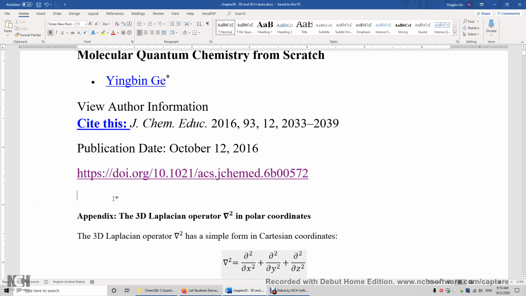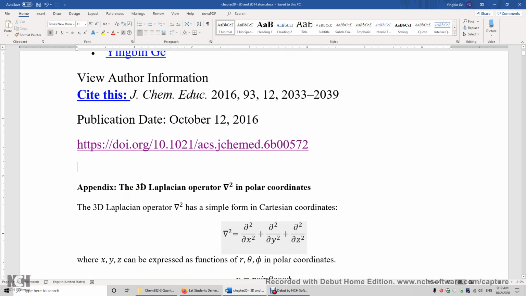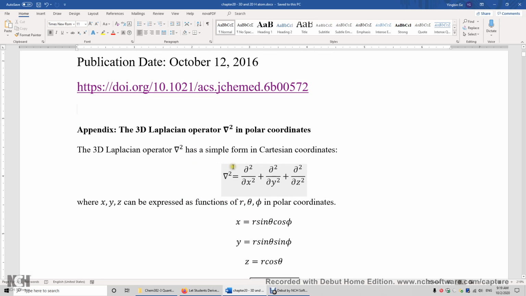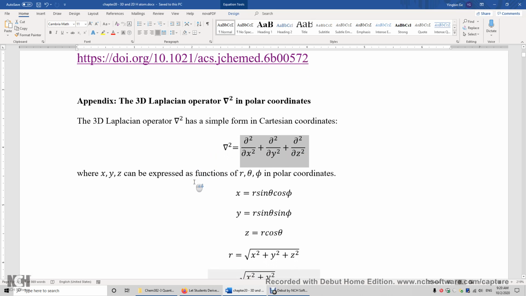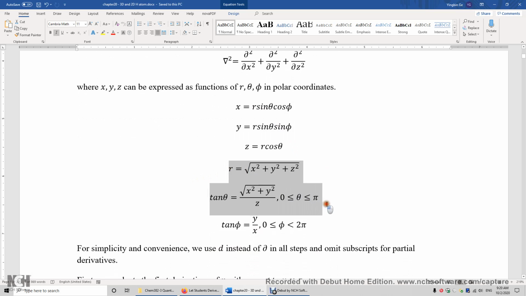In this paper, I included a few appendices. The first one is the three-dimensional Laplacian operator in polar coordinates. It's very tedious to convert the three-dimensional Laplacian operator from the xyz Cartesian coordinates to the r, theta, phi polar coordinates. But I will quickly go over the procedure. First, you need to express x, y, z in terms of r, theta, and phi. And then you can express r, theta, and phi in terms of x, y, and z.